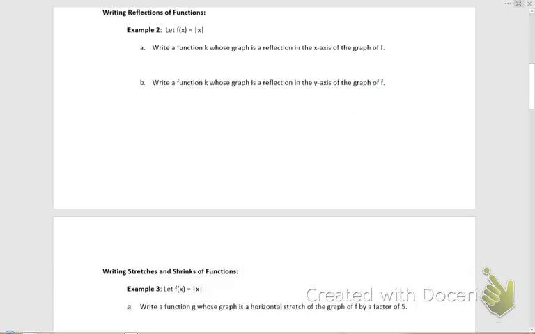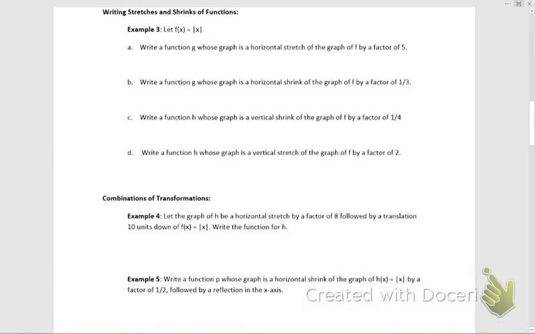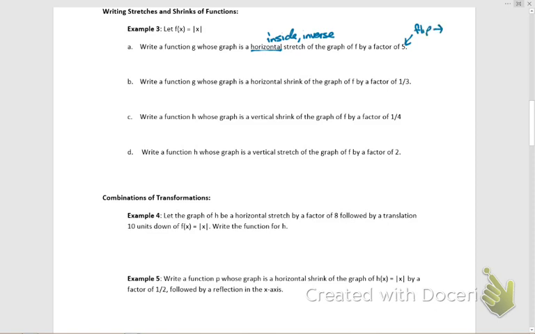Now we have stretches and shrinks. Okay, so a horizontal stretch. Well, that says horizontal. Horizontal is inside, and we do the inverse. Now that means for here, because it's a stretch or shrink, anytime it's a stretch or shrink, and it's inside, so it's horizontal, you have to take this number and flip it. Now, if it's 5, it becomes 1/5. All right, and that's going to go inside. So it's going to look like this.